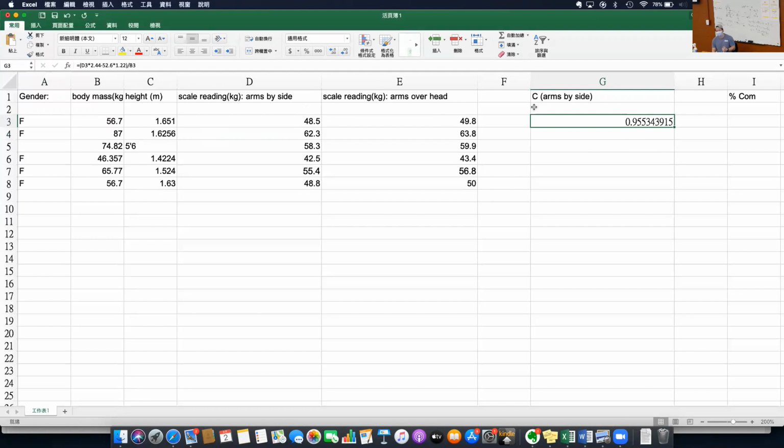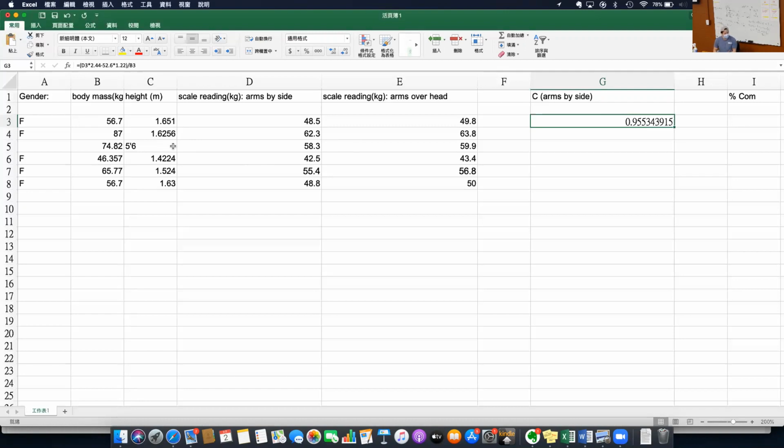The C, what is C? C is the distance from the axis of rotation to your center of mass, right? So that's 0.95 meters or 95 centimeters. That's just about half of your height, right? This person's height is 1.6. So it's a little bit higher, but that still makes sense, right?